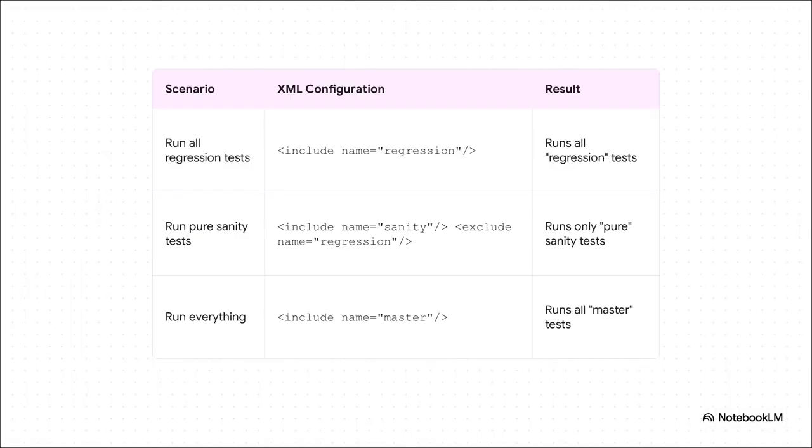And it gets even cooler. You can get super granular by combining include and exclude. So imagine this. You want to run your sanity tests, but only the pure ones, not any of them that also happen to be part of the big regression suite. Simple. You just include sanity and you exclude regression. This gives you this incredible fine-tuning control over every single test run.